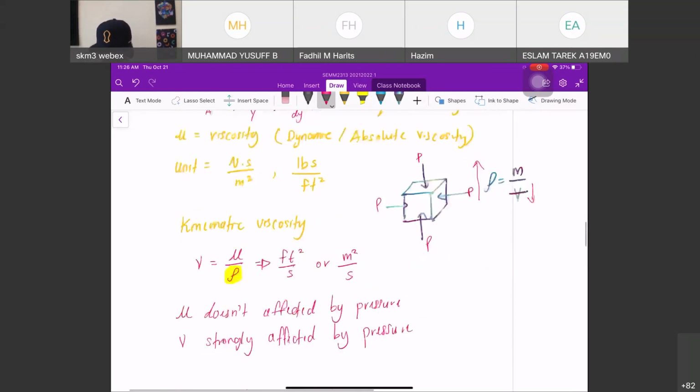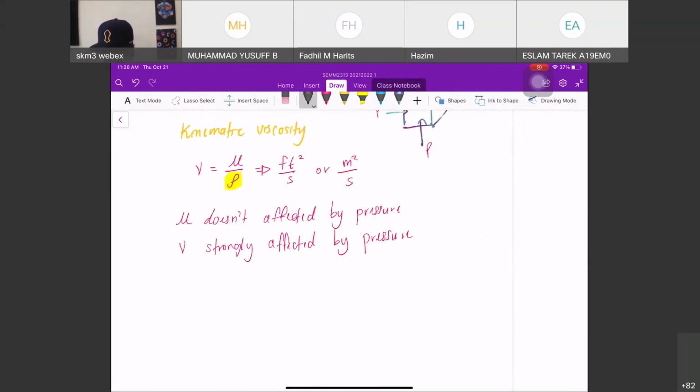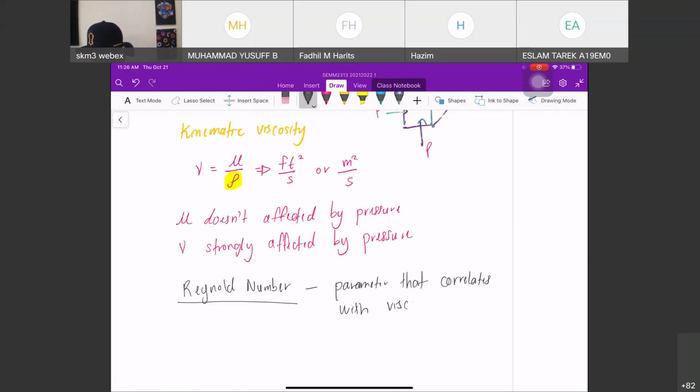So, lastly is the Reynolds number. Okay, the Reynolds number is a parameter that correlates with the viscosity behavior of fluid. Fluid has behavior. One of the behaviors is resistance to the flow. We call it viscosity.